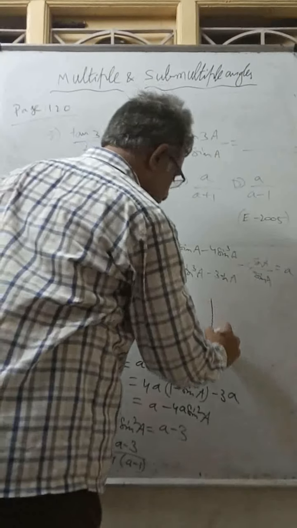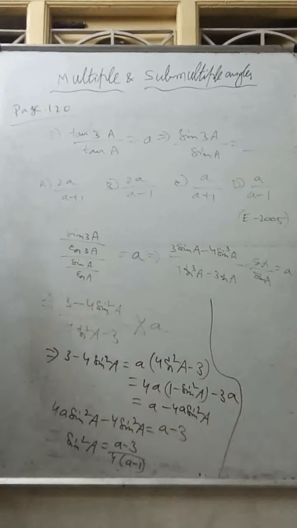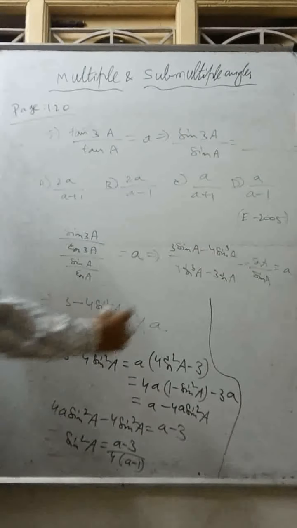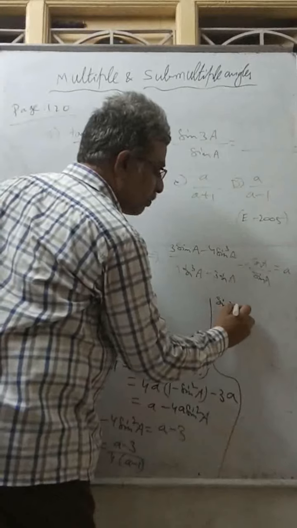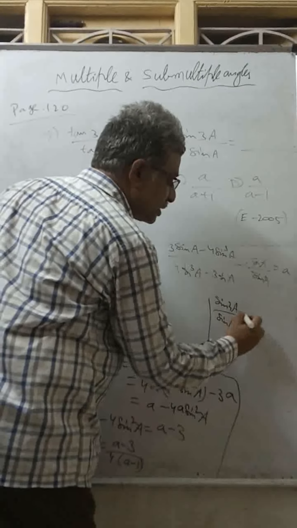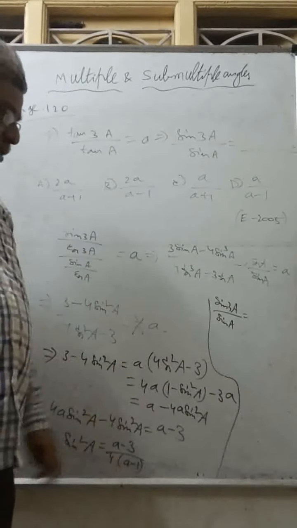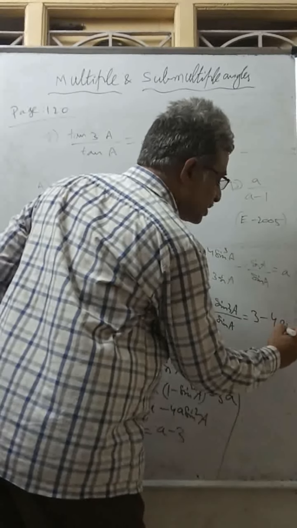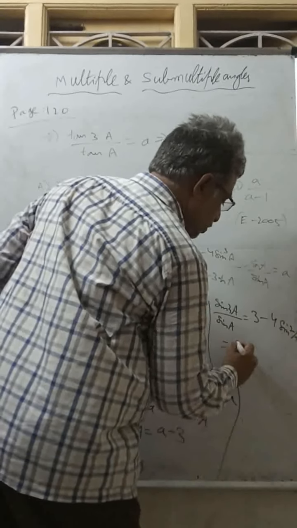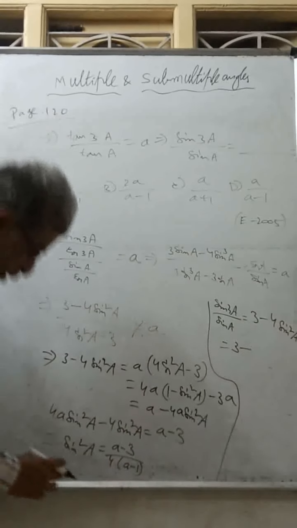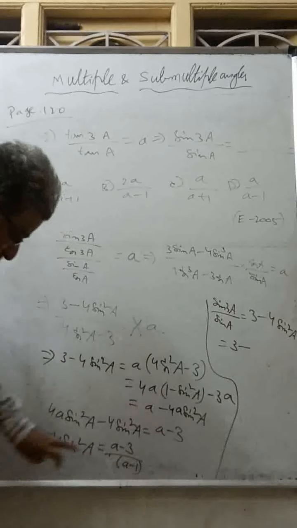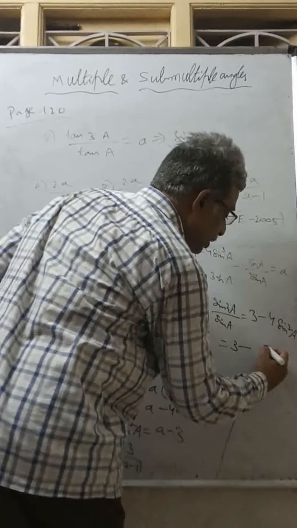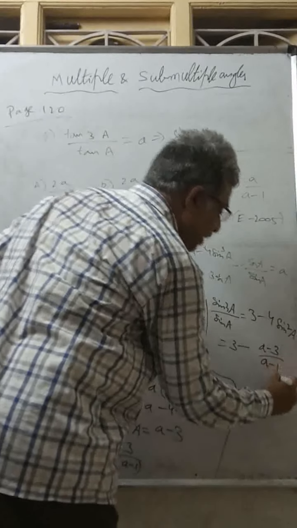Now see what happens. What I need now is sin 3A by sin A. What is sin 3A by sin A? Sin 3A is 3 sin A minus 4 sin cube A, and sin A, if I cancel, becomes 3 minus 4 sin square A, which I need. So instead of 4 sin square A here, I can write a minus 3 by a minus 1.